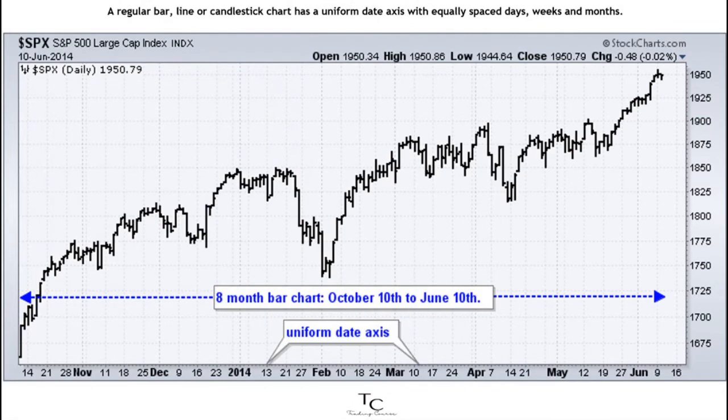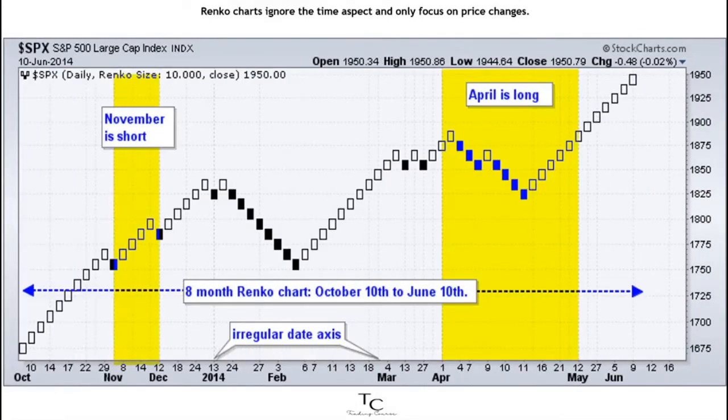A regular bar, line or candlestick chart has a uniform date axis with equally spaced days, weeks and months. This is because there is one data point per day or week. Renko charts ignore the time aspect and only focus on price changes.